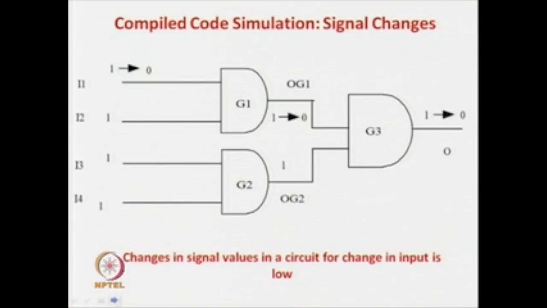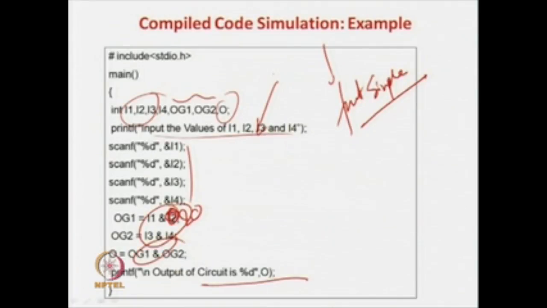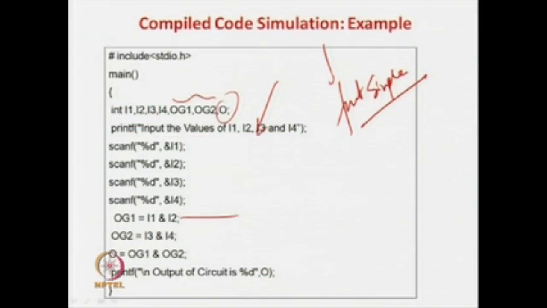Say for example, you give input as 1 1 1 1 and then you generate the output. So, what will happen? If you give 1 1 1 1, first this sentence is executed. So, it is 1 and 1, so OG 1 is equal to 1. Then these are also 1 1, then OG 2 is also computed to be 1, and then this is done, then O is generated to be 1. So, it is a 3-step computation. So, fine, this is done.